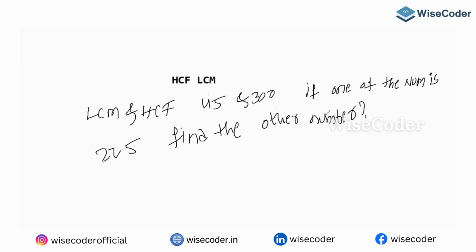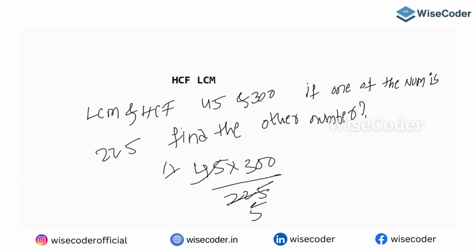Guys, we blindly know one point: the product of two numbers is equal to LCM into HCF. So what you're going to do: 45 into 300 divided by 225. 45 fours are 180, 45 fives are 225. So 5 ones are 5, 5 sixes are 30, and 60 is going to be your other number.